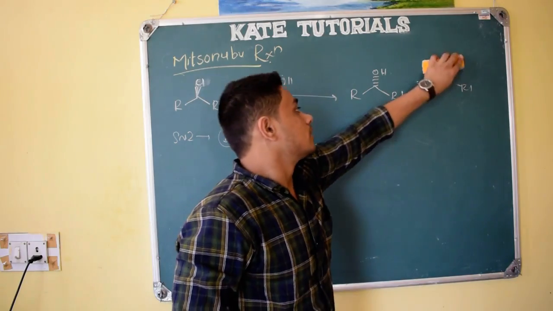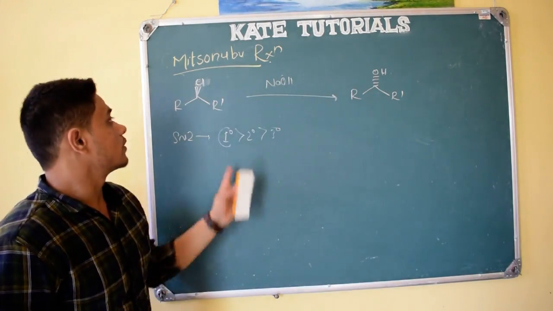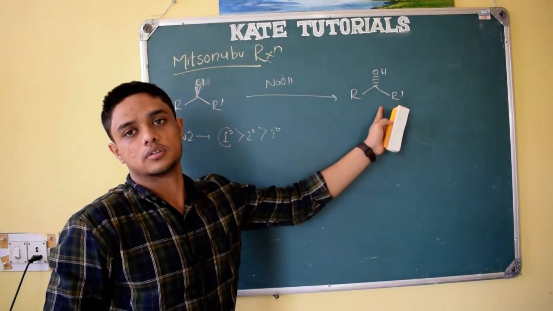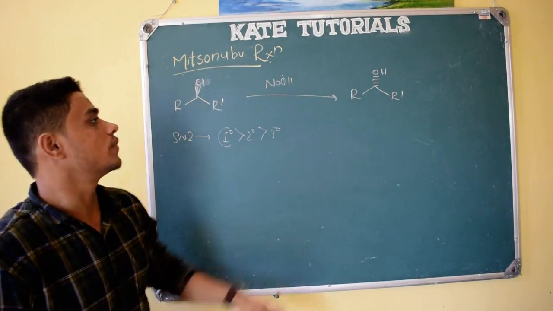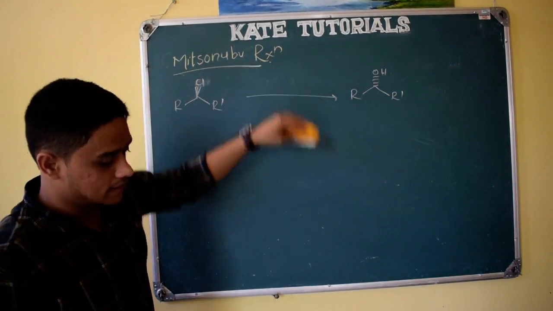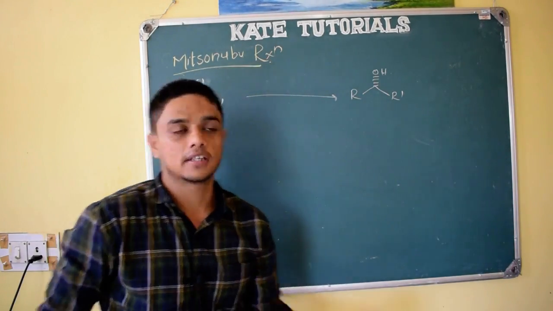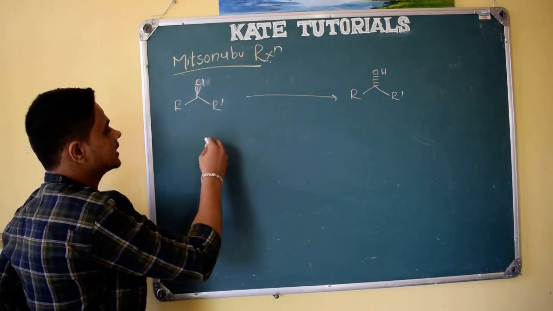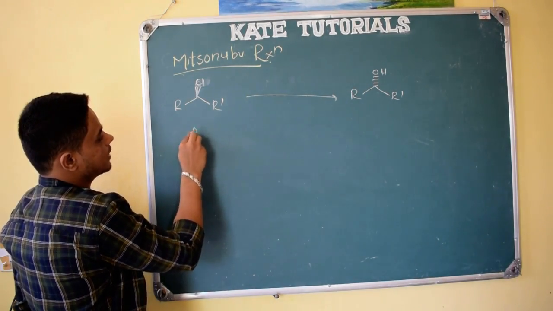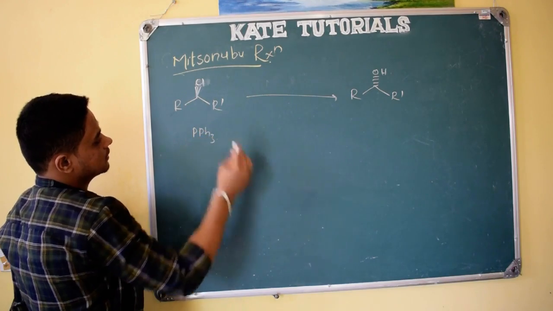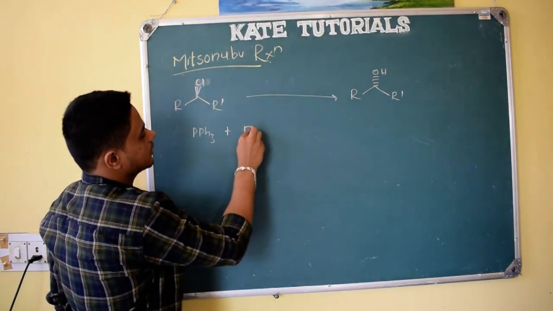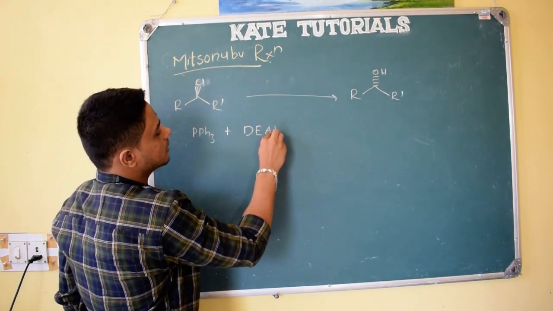But my condition is, when we do a reaction, we should get only this compound, purely this one. So how will we do it? The Mitsunobu scientist gave a reagent and did the reaction. The reagents he made use of were PPh3 and DEAD.